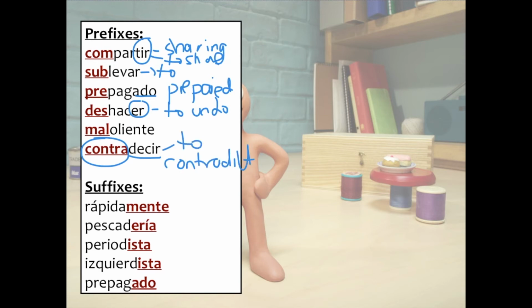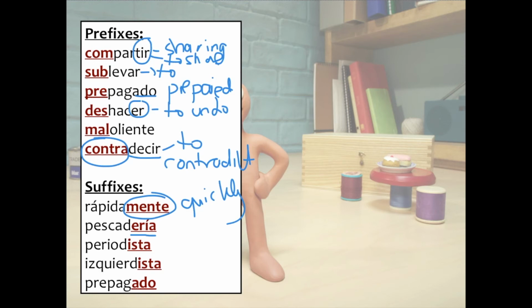Now let's have a look at these suffixes. So we've got rápidamente, we've got that rápida, or rápido. Rápida is fast. Mente, we know, gives you ly. So you get fastly, or, probably better in English, quickly. Pescadería. Now we said that ería pertains to a place or a shop. Pescad comes from pescado, the fish shop or the fishmongers.